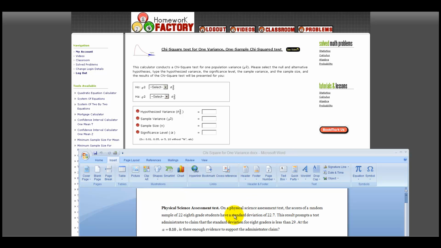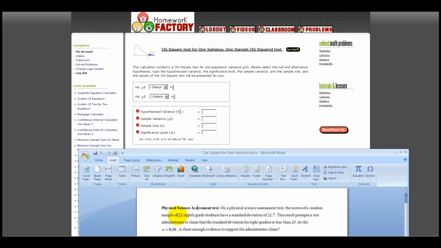It says, on a physical science assessment test, the scores of a random sample of 22 8th graders have a standard deviation of 22.7. That's the standard deviation of a sample. And you want to know if you can claim that the standard deviation for all 8th graders is less than 29. Okay, so you have two things.